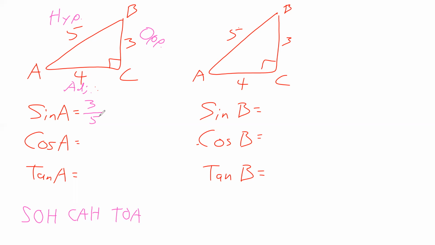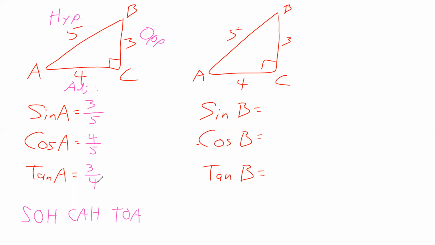Again, we're just setting it up for now. We are going to use this to solve for missing pieces and missing angles, but right now we're just setting up our ratios. Remember, a ratio is just comparing two sides. Now, for cosine of A, cosine is adjacent over hypotenuse. So adjacent is what? 4/5. Good. So now tangent. Looking at my SOHCAHTOA, TOA, tangent is opposite over adjacent. So opposite again is 3. Adjacent is 4. Good.